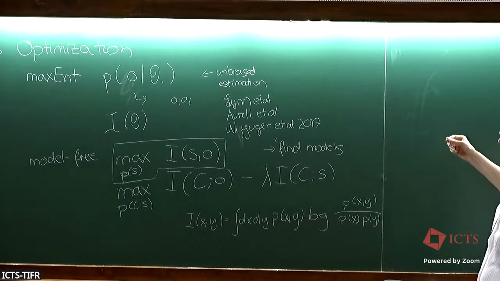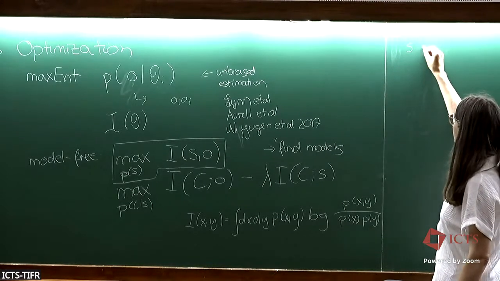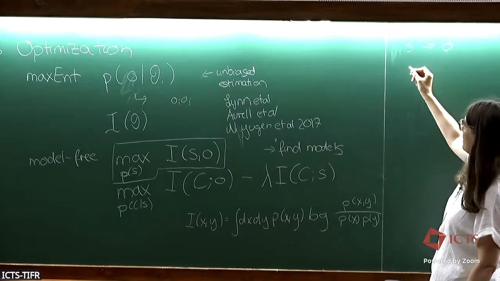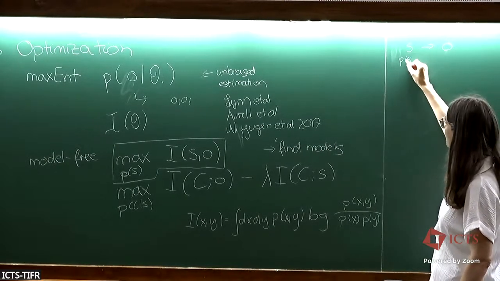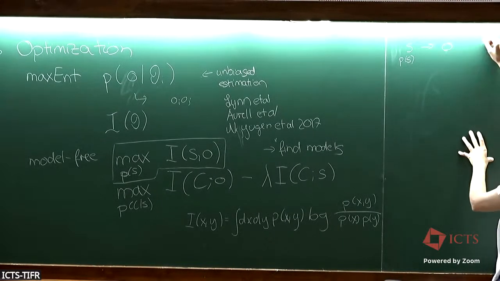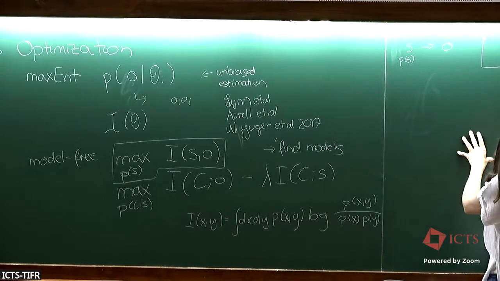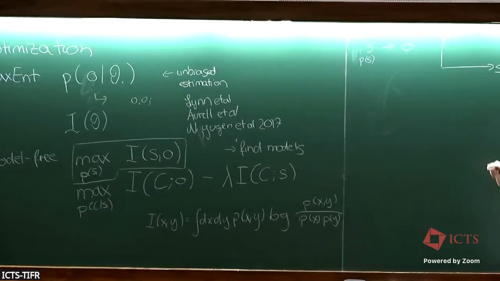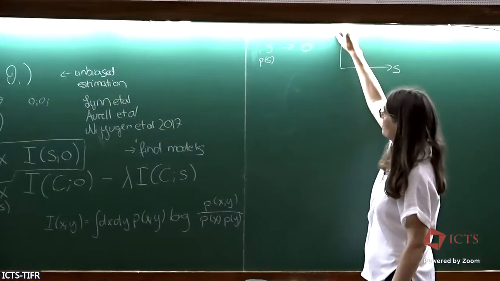So what you're essentially doing is that you have an input and an output, and you now want to optimize this probability distribution of the input to maximize the information between the input and the output. So you can think of it as having a signal input and an output, and now you're saying my map is fixed.